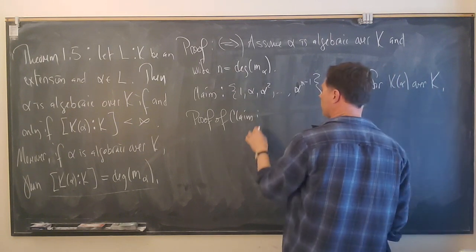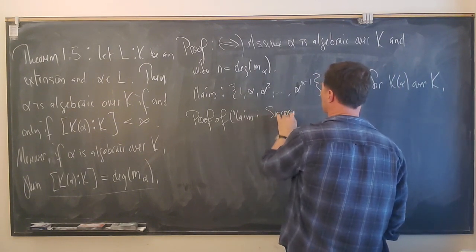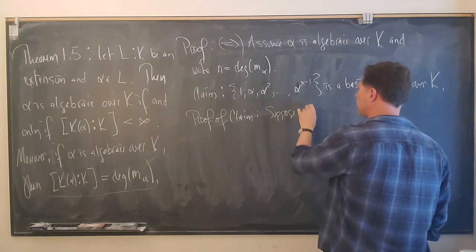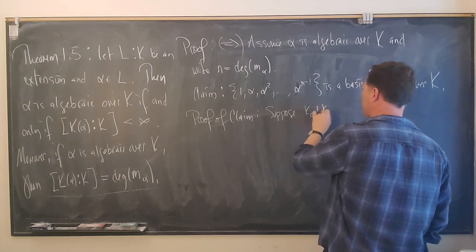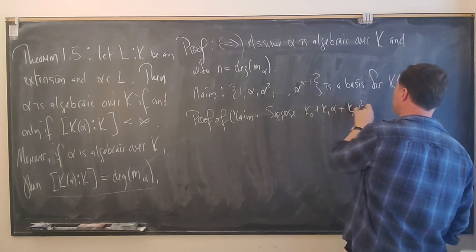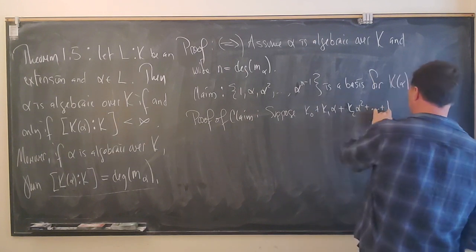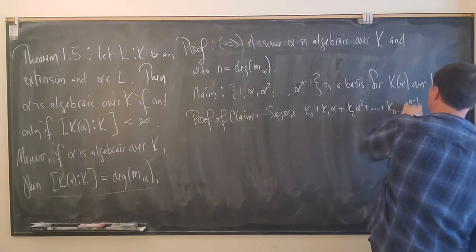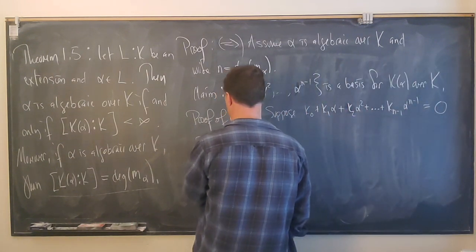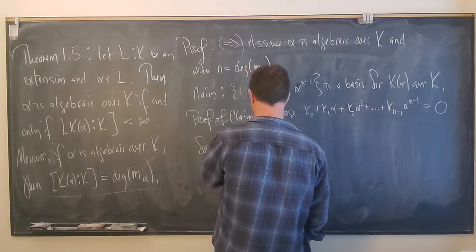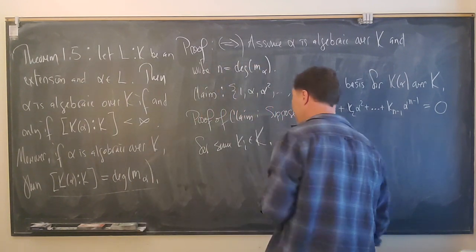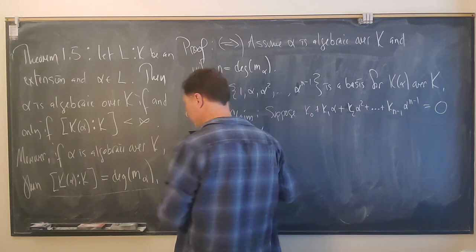So suppose that k0 plus k1 alpha plus k2 alpha squared plus dot dot dot plus k sub n minus 1 alpha to the n minus 1 equals 0, for some choices of k sub i in capital K. All right, so we've got a linear combination adding up to 0, and we want to conclude that all of the k's have to equal 0.